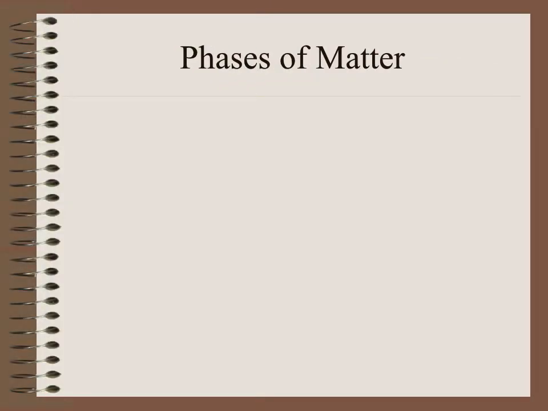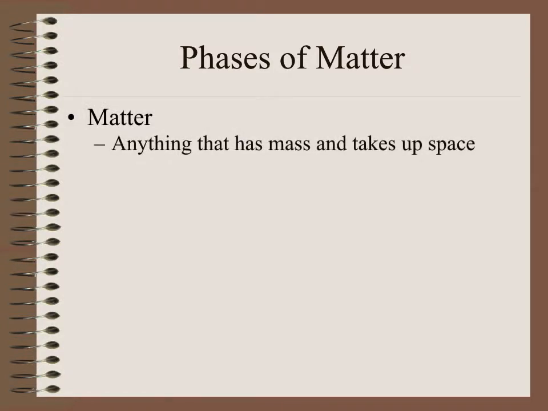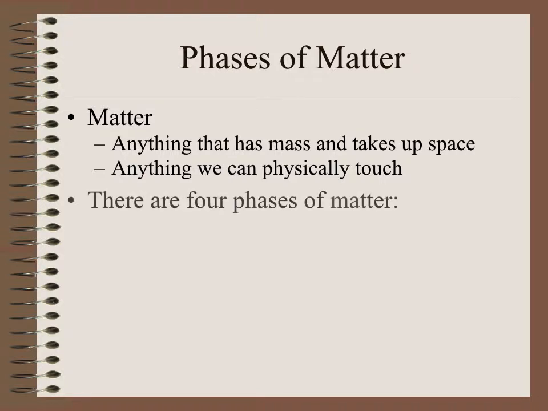So to start off with, we actually need to have a definition of matter. And the matter that we're going to be taking a look at is anything that has mass and takes up space. For the most part, we could say that it's anything that we can physically touch. We may not want to touch it. For example, you won't want to touch boiling water, but you can touch it. There are 4 phases in which matter occurs: solid, liquid, gas, and plasma.